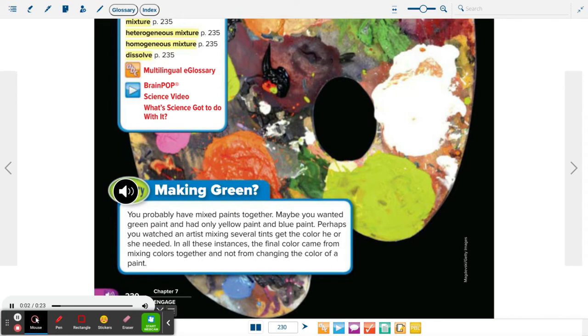Inquiry. Making green? You probably have mixed paints together. Maybe you wanted green paint and had only yellow paint and blue paint. Perhaps you watched an artist mixing several tints to get the color he or she needed. In all these instances, the final color came from mixing colors together and not from changing the color of a paint.